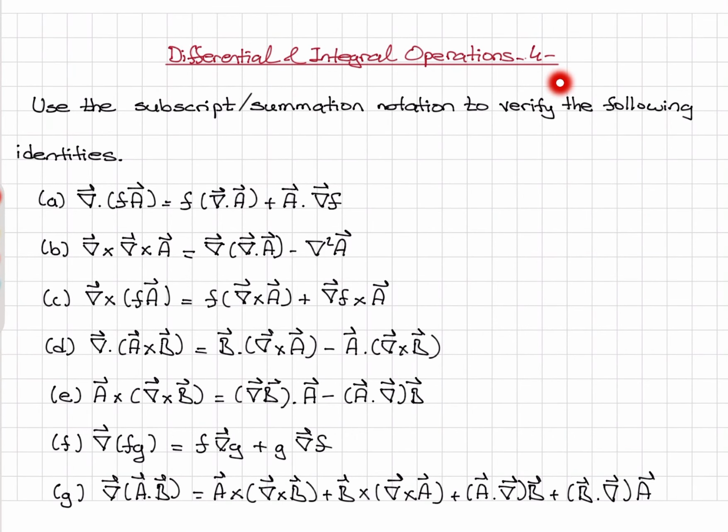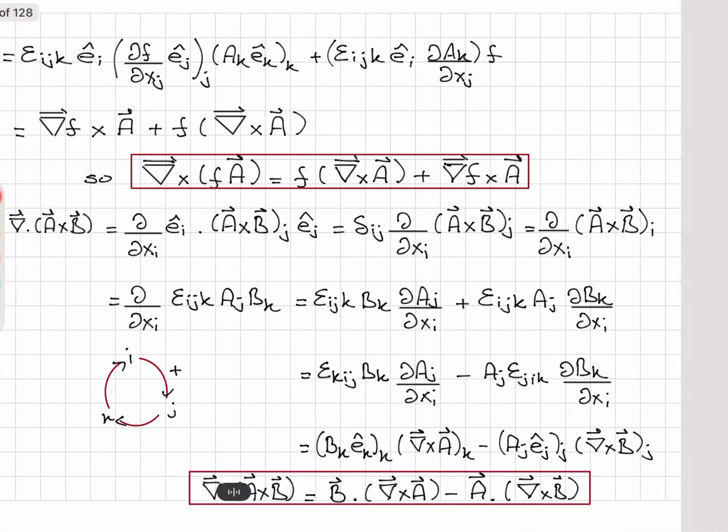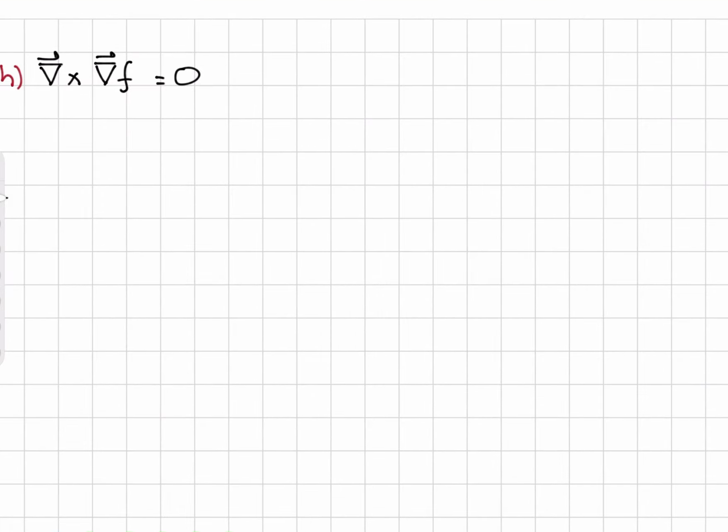Differential and integral operations 4. We will work on the last part, which is: curl of gradient of f is 0, and divergence of curl A is 0. Okay, so let's start with the curl of the gradient. Curl of the gradient of f is 0. That's what we're going to show.